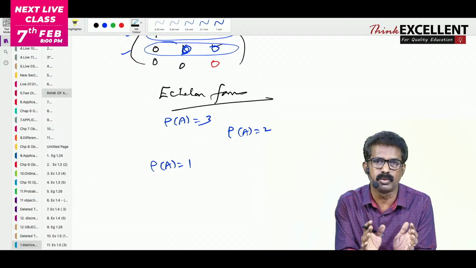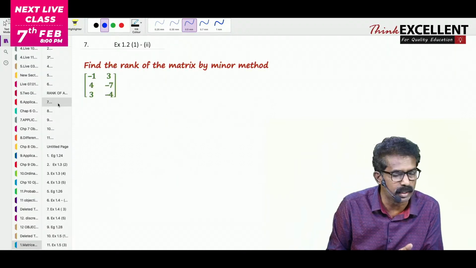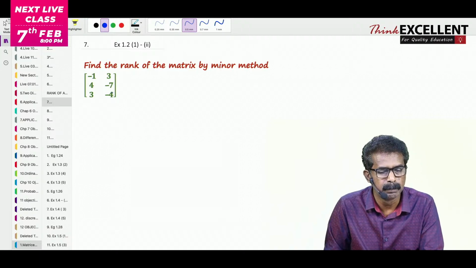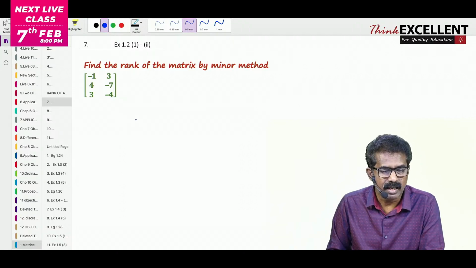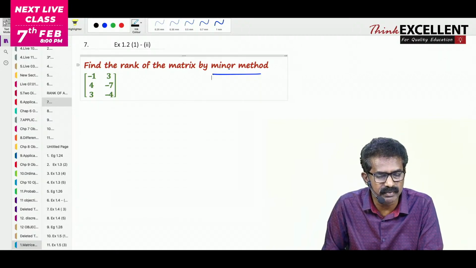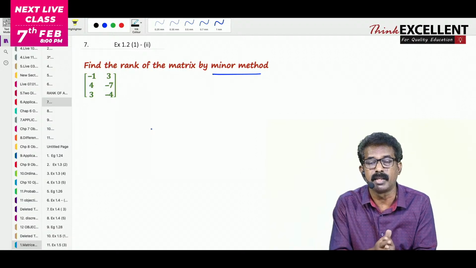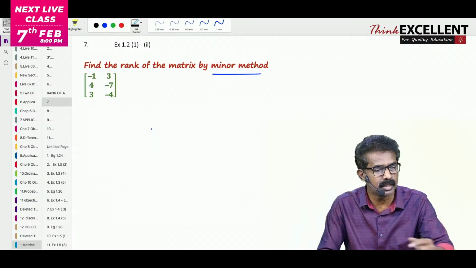Lighta ungala rafa solli kuduthirken. When you do the sum you can understand better. We can do the sum very quickly. Okay, so please listen here. Find the rank of the matrix by minor method. Minor method nale adu nama enna seyanum, order kandupidi. Idukku enna order nu chat box la podunga.